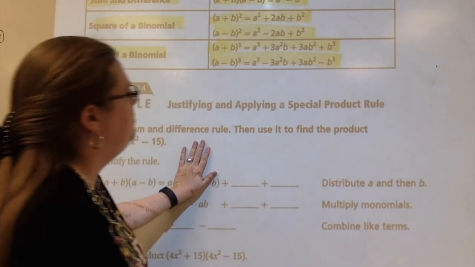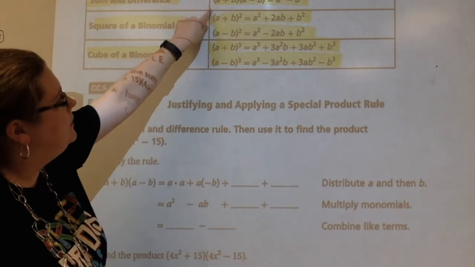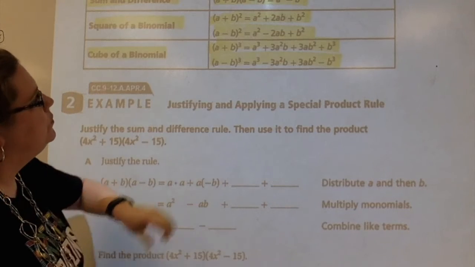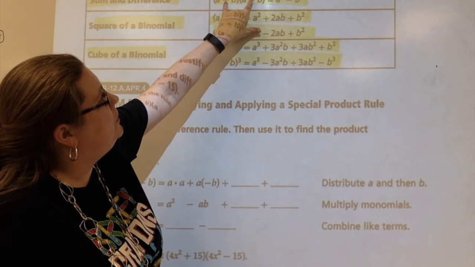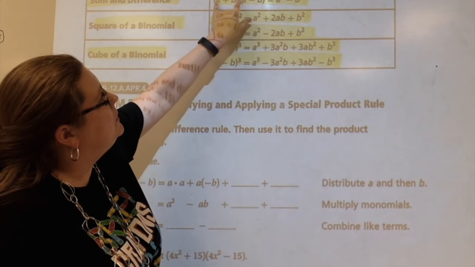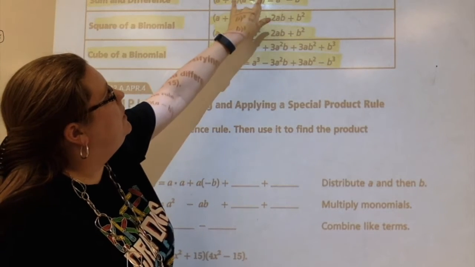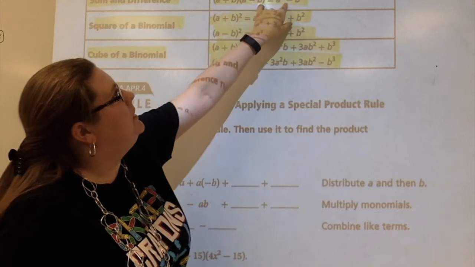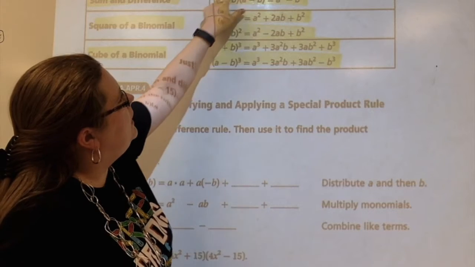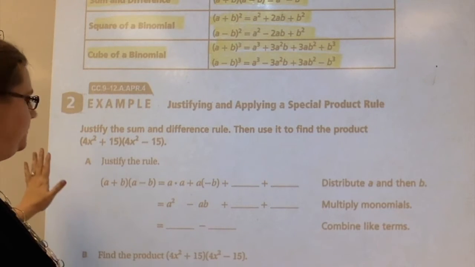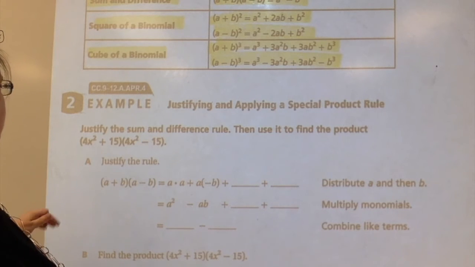Okay, this says justifying and applying a special product rule. Justify the sum and difference rule. That's the first rule on here, the sum and difference rule. Notice with the sum and difference rule that the first terms and the last terms are the same, just one's addition and one is subtraction. And notice that when you multiply these, you're simply squaring the first term, squaring the last term, and that's a positive times a negative. But when you would FOIL this or do multiple distribution, AB and negative AB would cancel each other out. So we're going to justify the rule first, and then we will show an example of it.